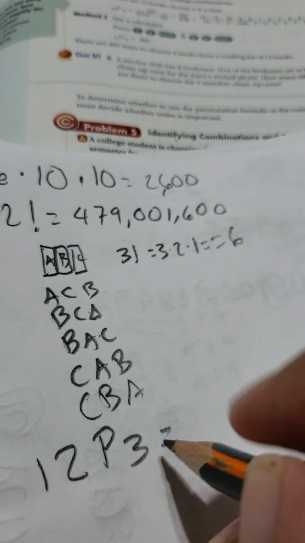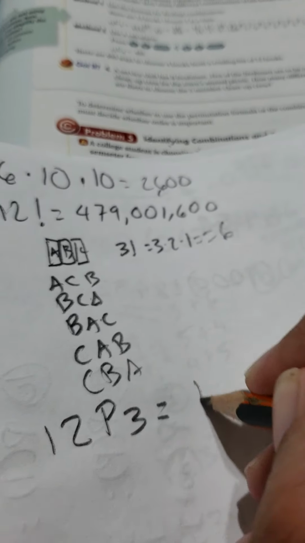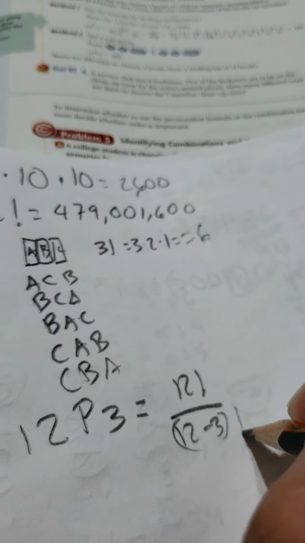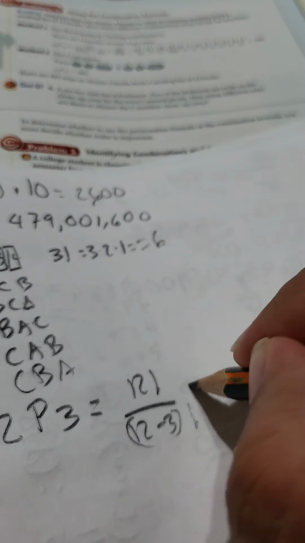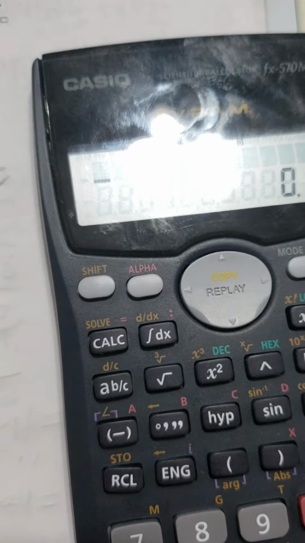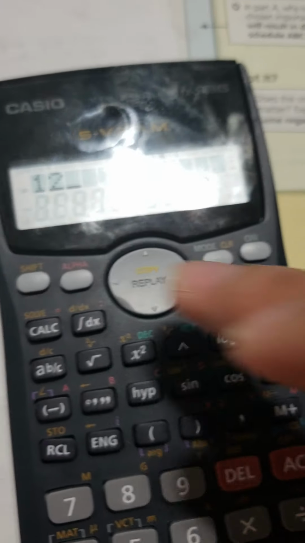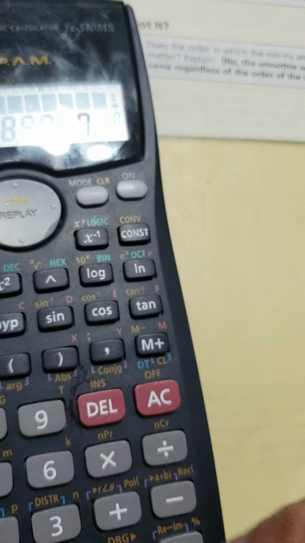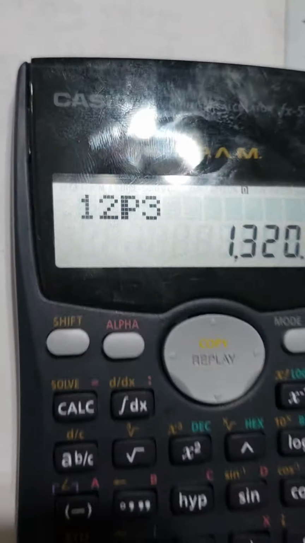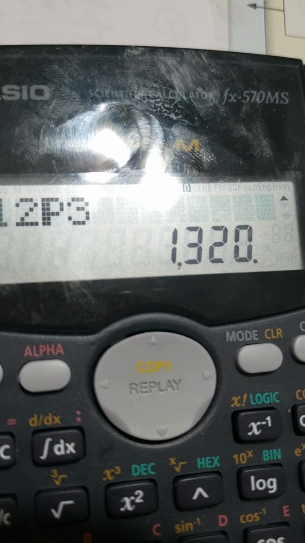Now, this is 12P3. In notation, using the formula, it will be 12 factorial over 12 minus 3 factorial. Now, the result using the calculator is 12, the P, and the number 3. And the answer is 1,320.